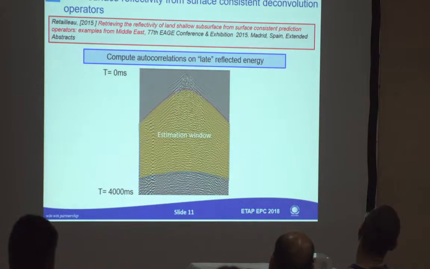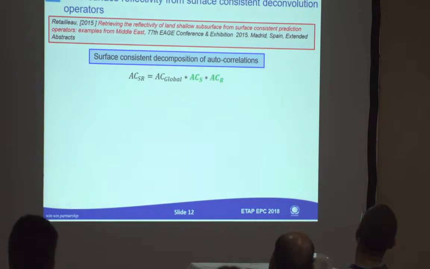Then from these autocorrelations, we're going to perform a surface consistent decomposition of these autocorrelations. This is a global term on the left. So it's decomposing a global term: the source-receiver trace is one term, plus a shot term and a receiver term.